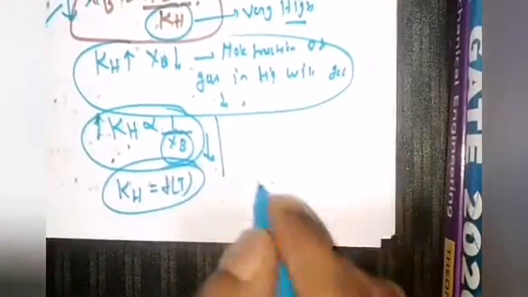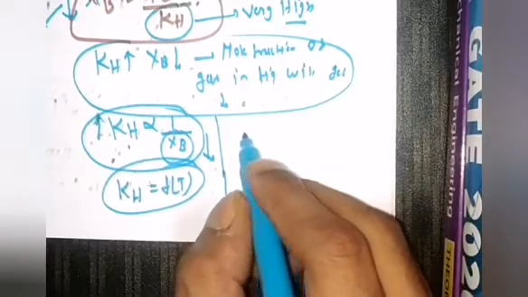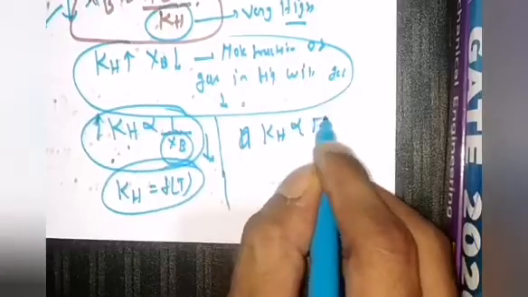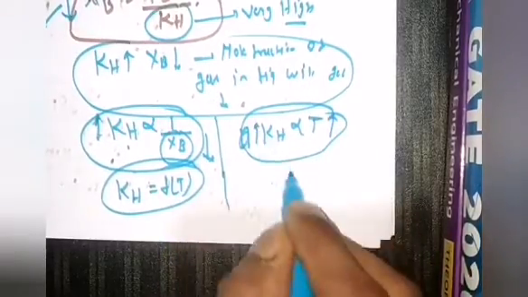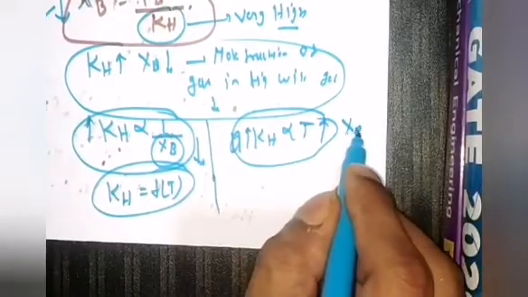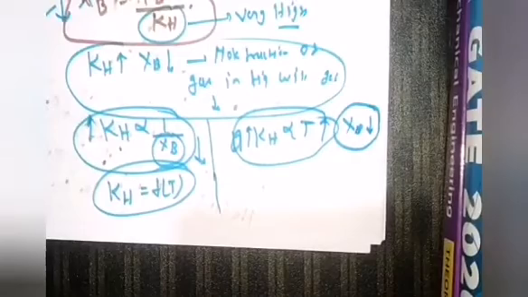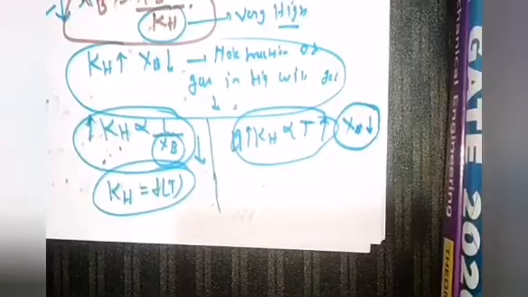That is, if you want to correlate Henry's constant with the temperature, then you can write that KH is directly proportional to temperature. If you increase the temperature, KH will get increased, and so the mole fraction of solute, or mole fraction of gas, in a given amount of solvent, meaning a given amount of liquid, will get decreased. Okay, so this was the concept of Henry's law.